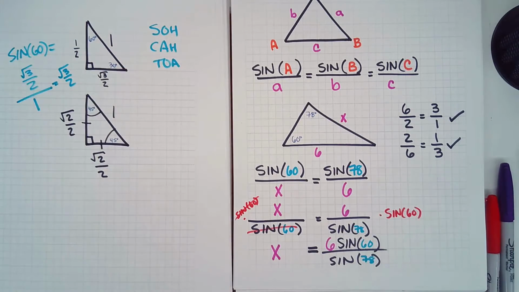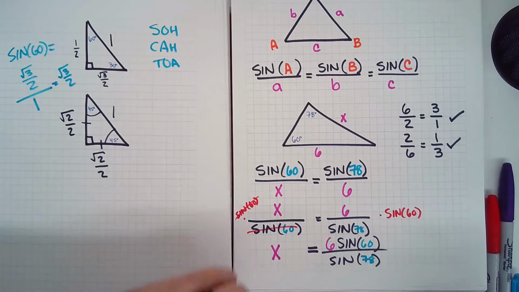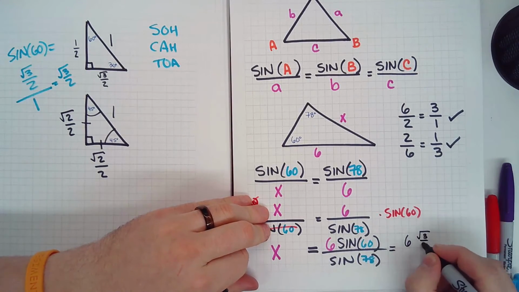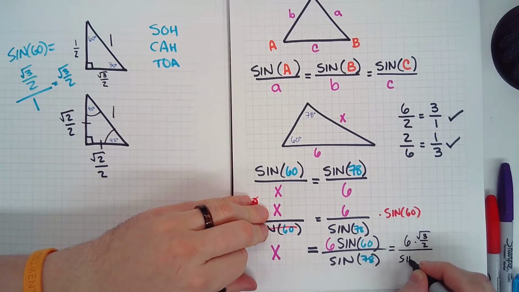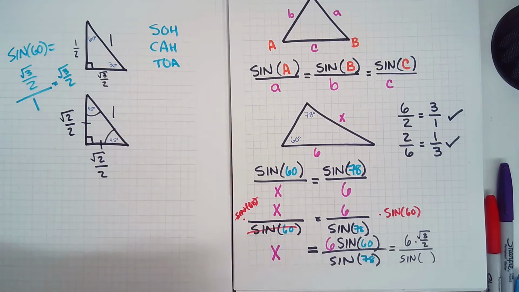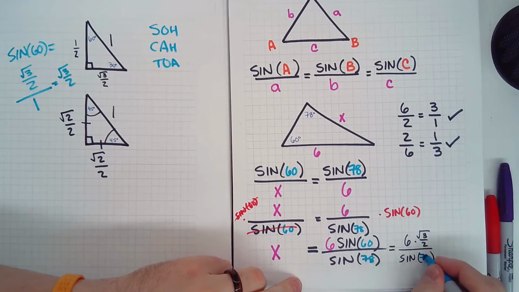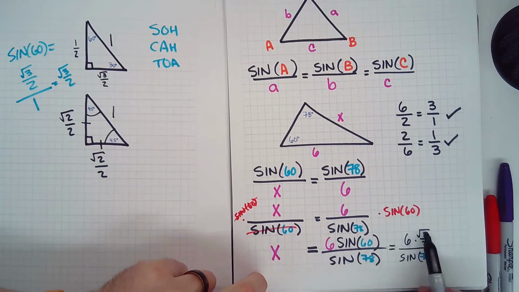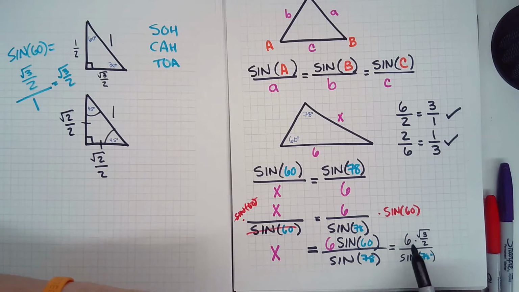So I can rewrite this statement as 6 times root 3 over 2 over sine of 78. Remember, sine of 78 I cannot simplify. I don't have a special 78-degree triangle. That's a calculator problem, so I'm not concerned with that. But I can simplify this fraction being multiplied by this whole number. So we have 6 times root 3 divided by 2.